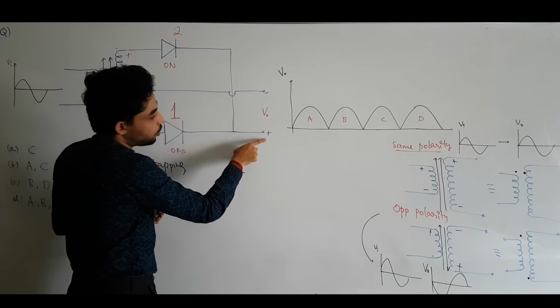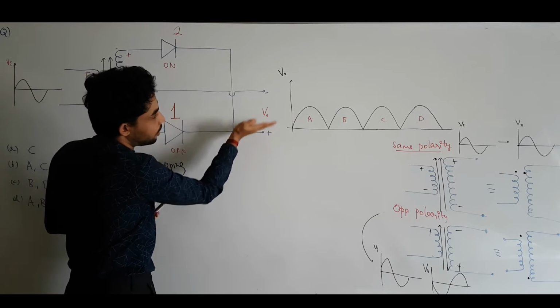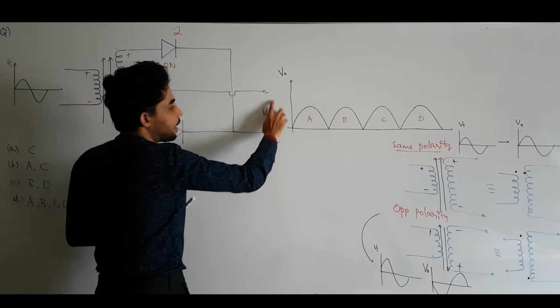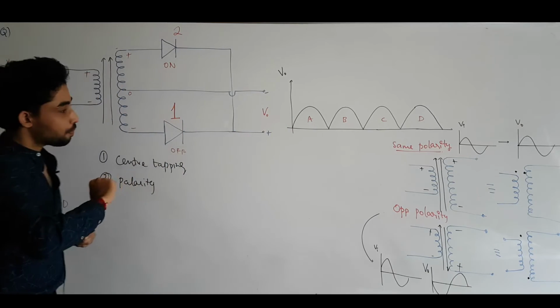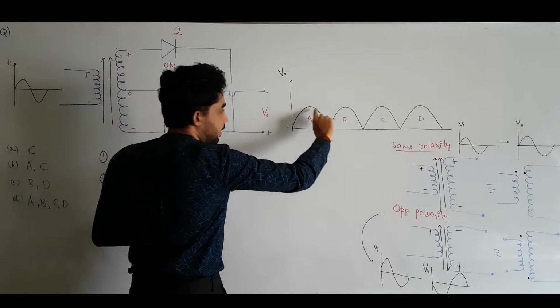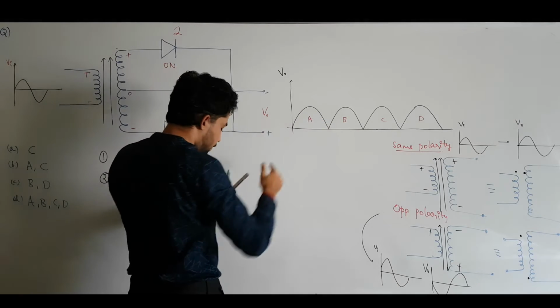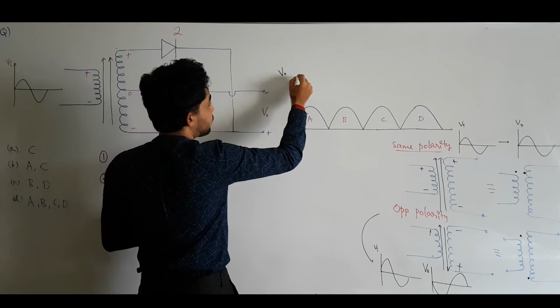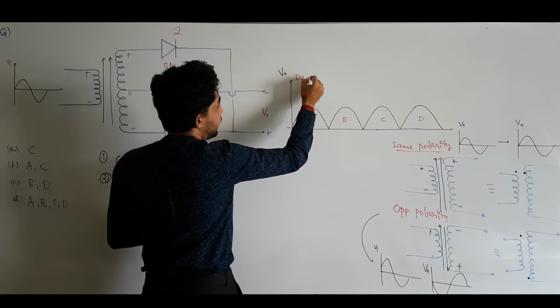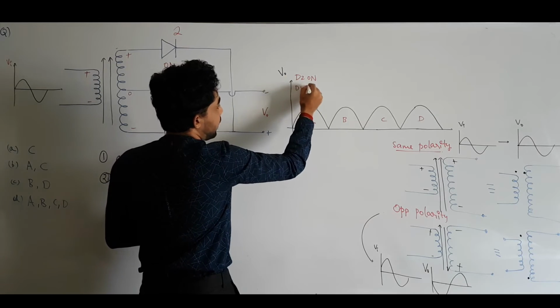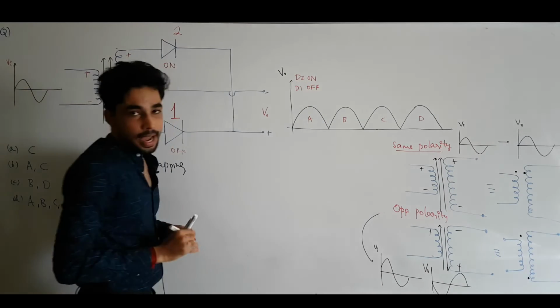And the output also we have taken like this. This is positive and this is negative. So we'll get a positive half cycle. That is what is represented here. So we get this positive half cycle, and in this positive half cycle we know diode 2 is on and diode 1 is off. So that's what happens.